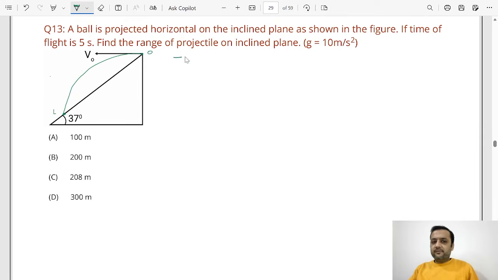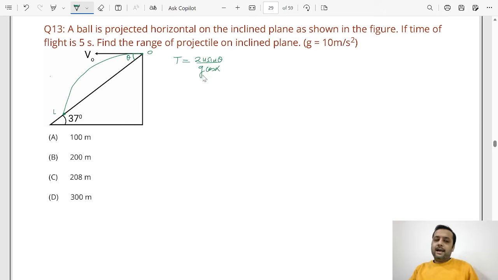Now what is the formula of time of flight? If you remember, that is 2u sine theta by g cos alpha. Theta is the angle of projection taken from the inclined plane, so basically this angle is theta. And alpha is the angle of incline.